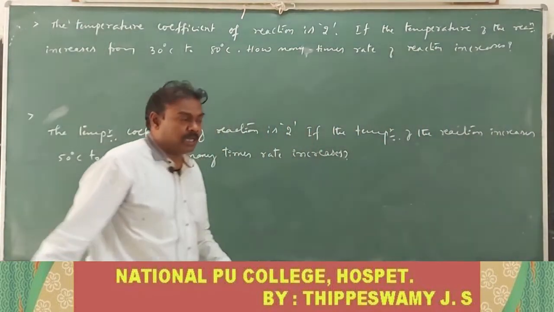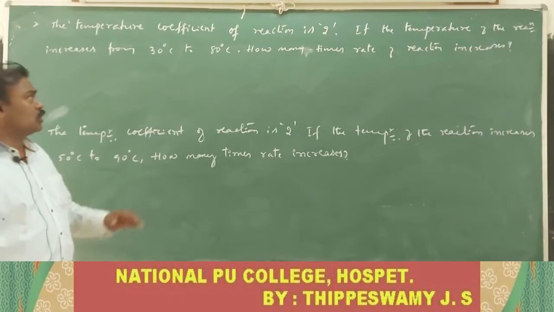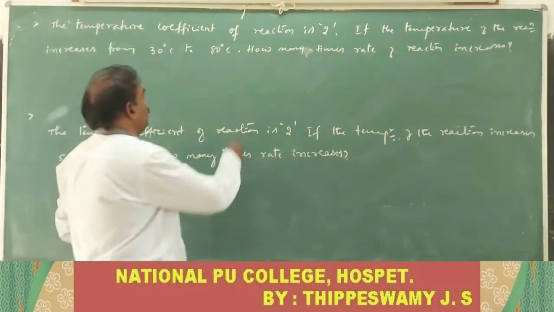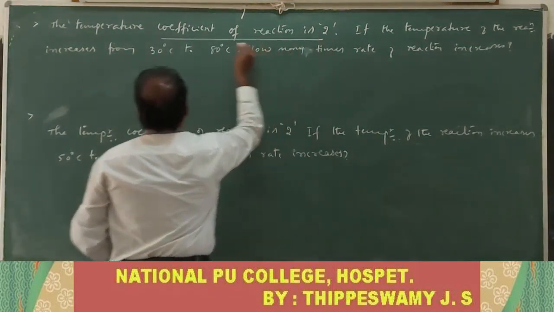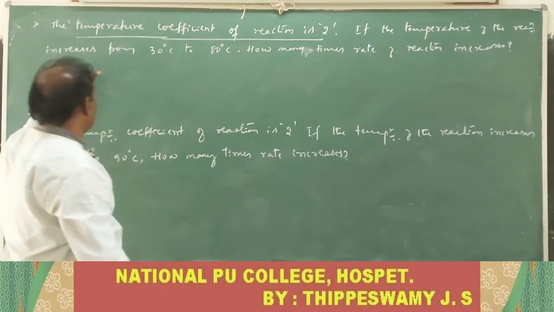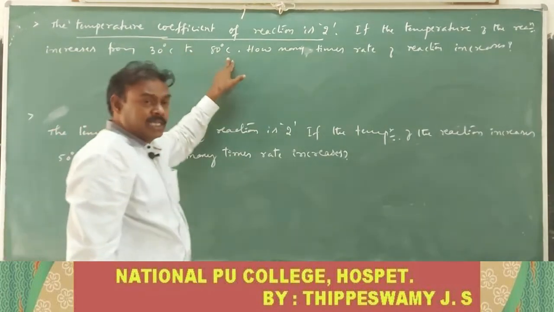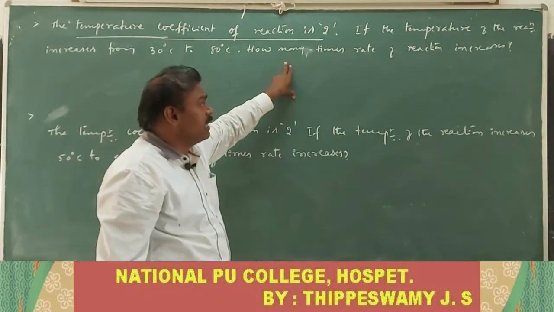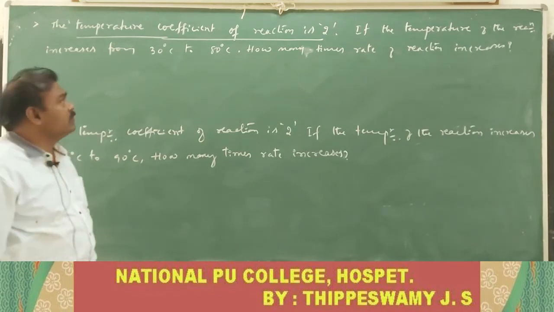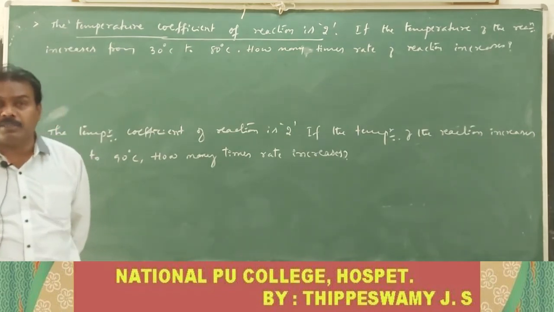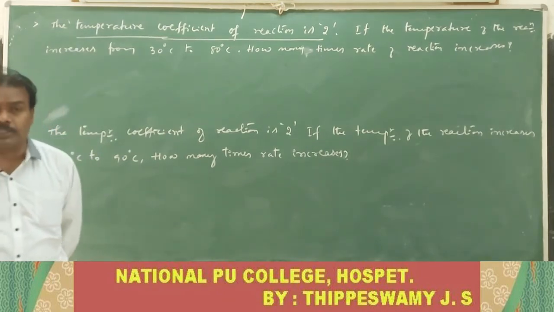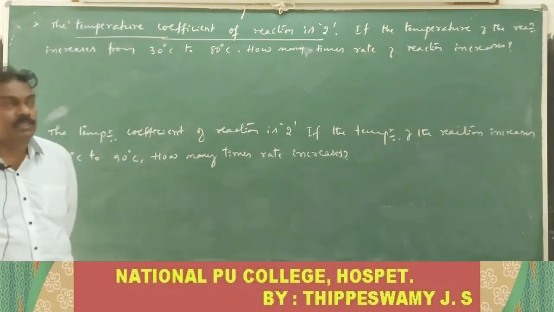Okay, this is another type of example regarding rate of reaction. You see the first one: the temperature coefficient of reaction is 2. If the temperature of the reaction increases from 30 degrees Celsius to 80 degrees Celsius, how many times does the rate of reaction increase? We already know the effect of temperature on the rate of reaction. What is the meaning of this sentence?